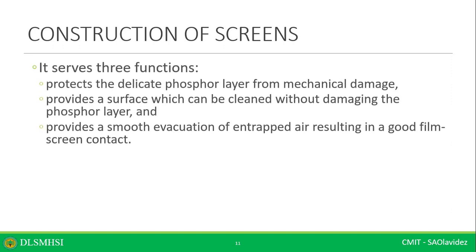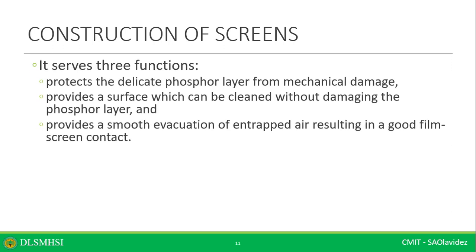Supercoat serves three functions. First, it protects the delicate phosphor layer from mechanical damage because it is constantly rubbed with fingers and film during loading and unloading of film. It also provides a surface which can be cleaned without damaging the phosphor layer, and provides a smooth evacuation of entrapped air, resulting in a good film-screen contact.